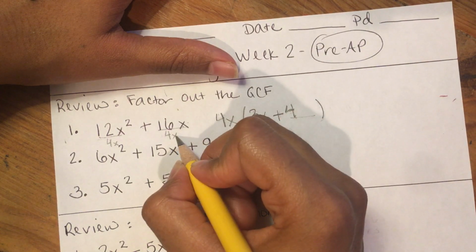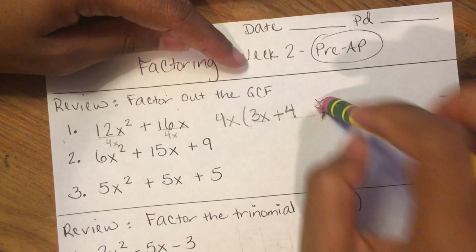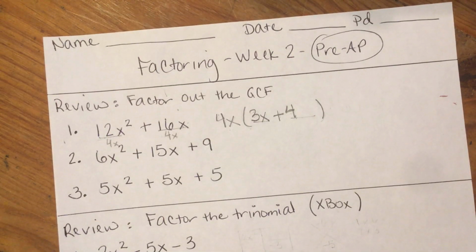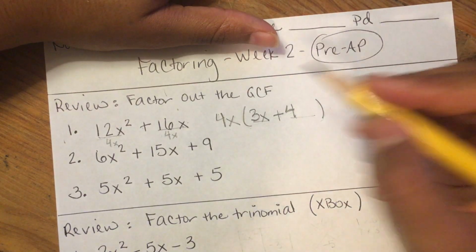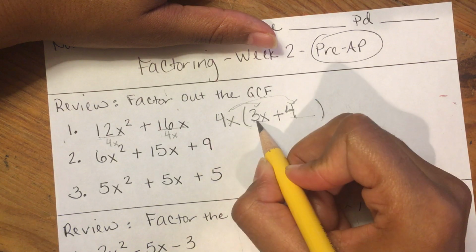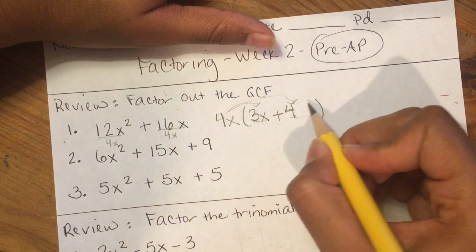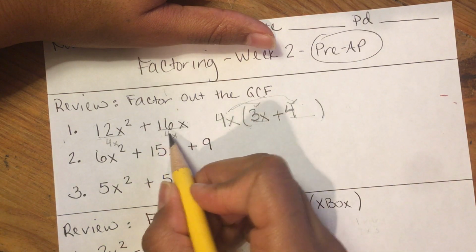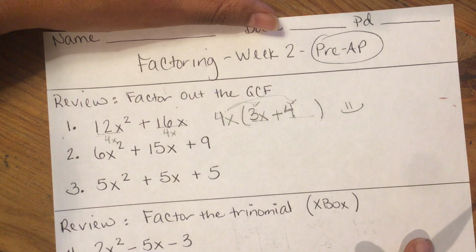And then when we divide x divided by x, there's nothing left. It's just 1. 4 times 1 is 4. Okay, we don't write that. We're done. And how do you know you're done? You multiply, you distribute, and check. 4x times 3x should give you the first term, 12x squared, and it does. 4x times 4 should give you 16x, and it does. So you're finished. Okay, that was a quick review of how to factor out the GCF.